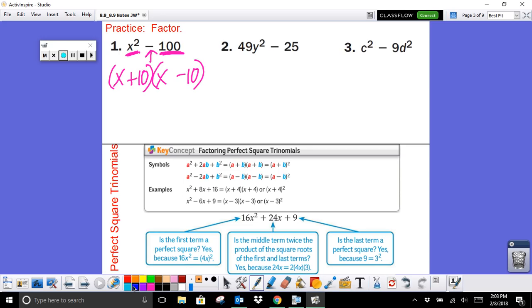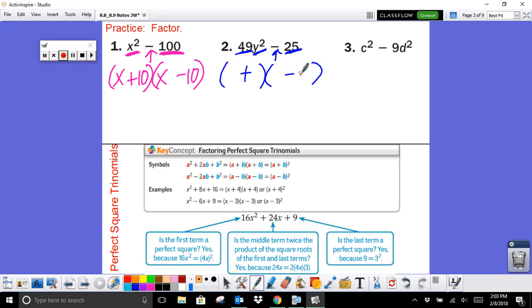Okay, number 2, is there a GCF? I don't think there's anything that goes into 49 and 25. Okay, so I now notice this is a binomial, so I'm going to ask myself, is it a difference of squares? So I'm going to check it. So is 49 a perfect square? Yes. Is y squared a perfect square? Yes. Minus tells me it's a difference. 25 is a perfect square. So that means I can go ahead and write my two factors.